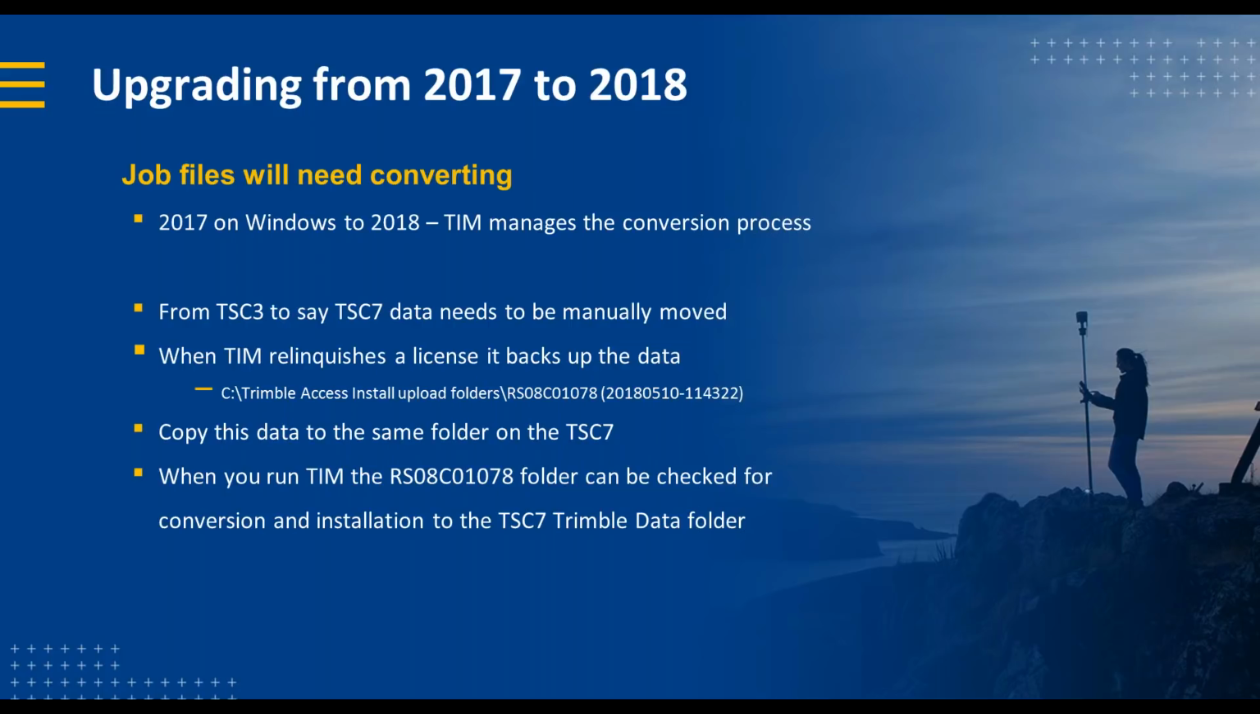Now, if you are relinquishing a license on, say, a TSC3, and you want to transfer that data onto a TSC7, then because the TSC3 was upgraded with a desktop computer typically, the data that was on that TSC3 is backed up to that desktop computer. And to transfer that and install it on a TSC7, because you now need to run the installation manager on the TSC7, what you need to do is copy that data off your desktop PC onto the TSC7, and then you can go through that upgrade process. So that's all supported in the Trimble Installation Manager, and it's relatively simple as well.